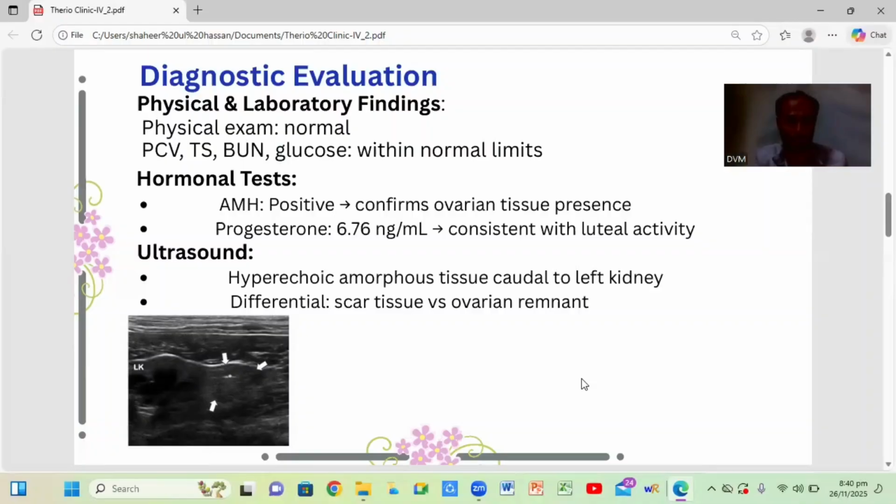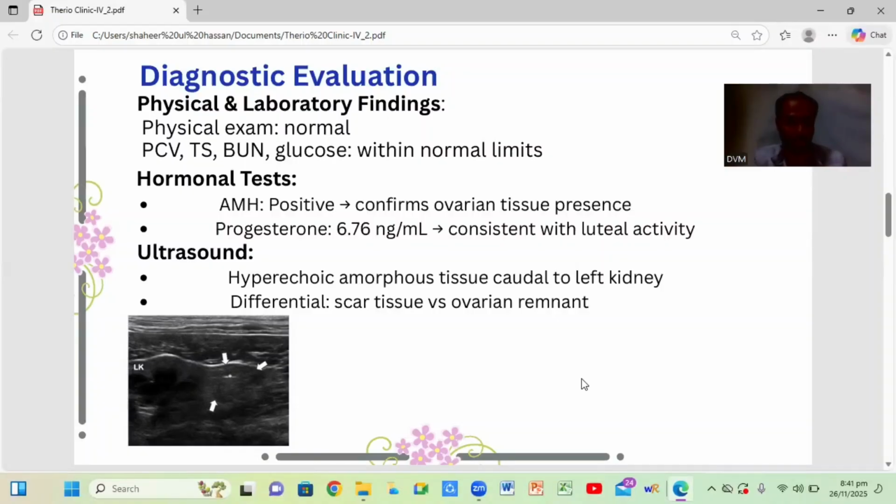Diagnostic evaluations. The steps we took for the physical and laboratory findings: the physical exam appeared to be normal. Then we took PCV, TS, BUN, and glucose, which were within normal limits. Hormonal tests were the most important. We observed two hormones. AMH was positive, which confirms that there was ovarian tissue present. Then progesterone was 6.76 nanograms per ml, consistent with luteal activity.